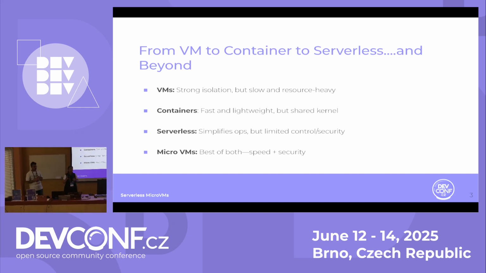We had traditional VMs first, which gave us strong isolation, but they were slow and had a high resource overhead. That was using your system resources with many more things. Then, to replace VMs, containers came into the picture. A container has your application with its dependencies, and it was fast and lightweight too, and boots faster.